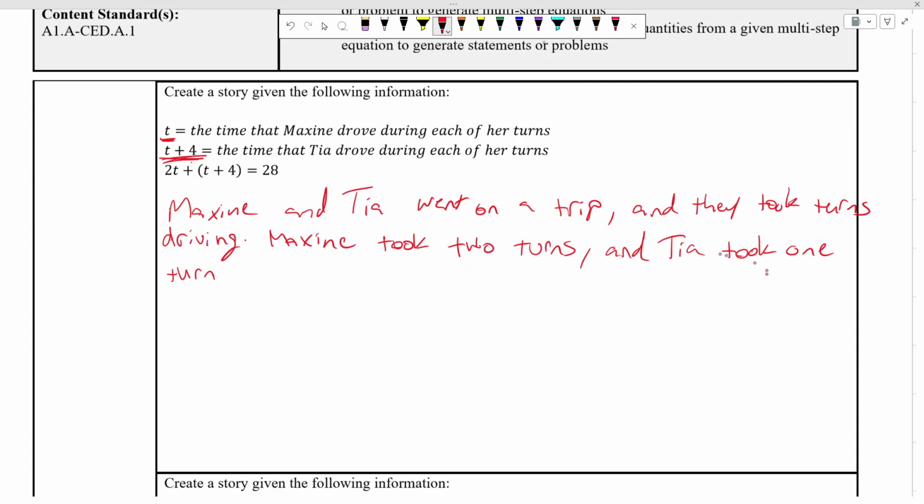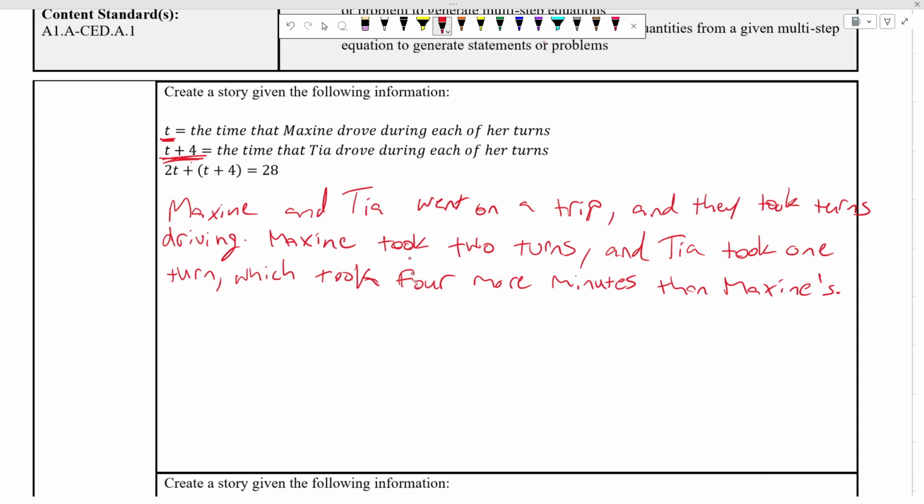All right, and Tia took one turn, which took, let's see, we're talking about time here. I'll say we're talking about minutes. So which took 4 more minutes than Maxine's turn. Okay, perfect.